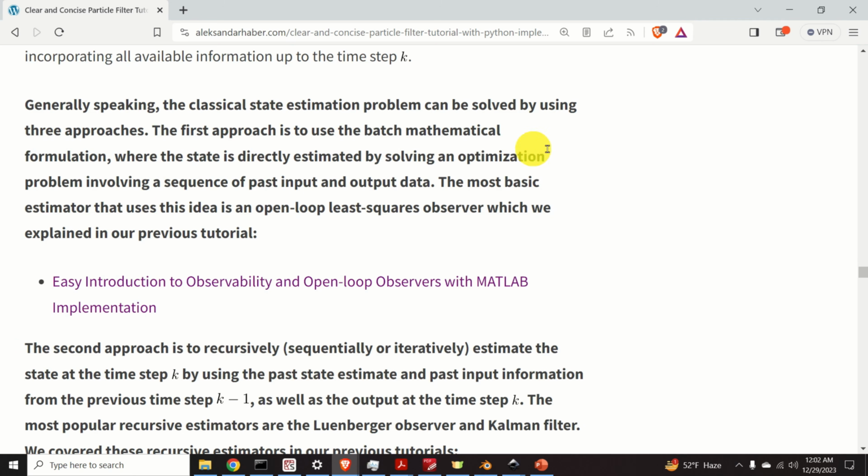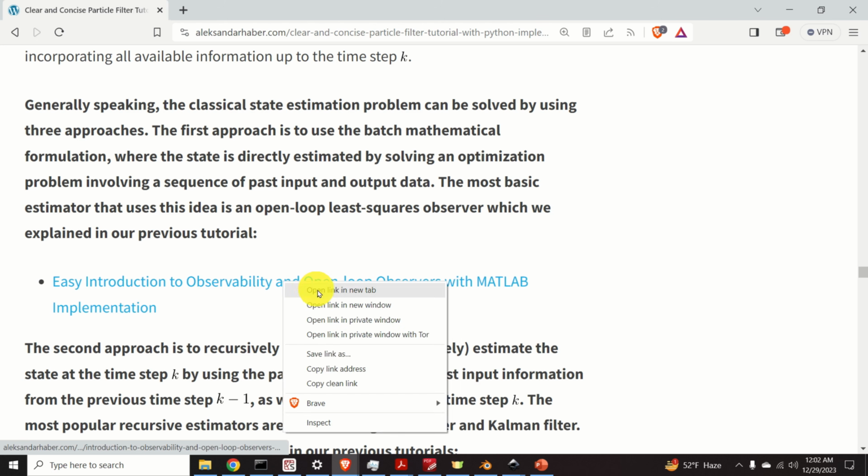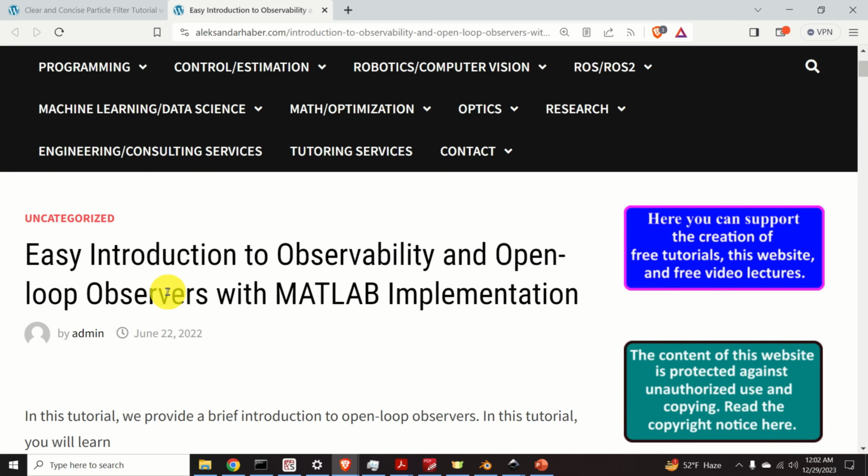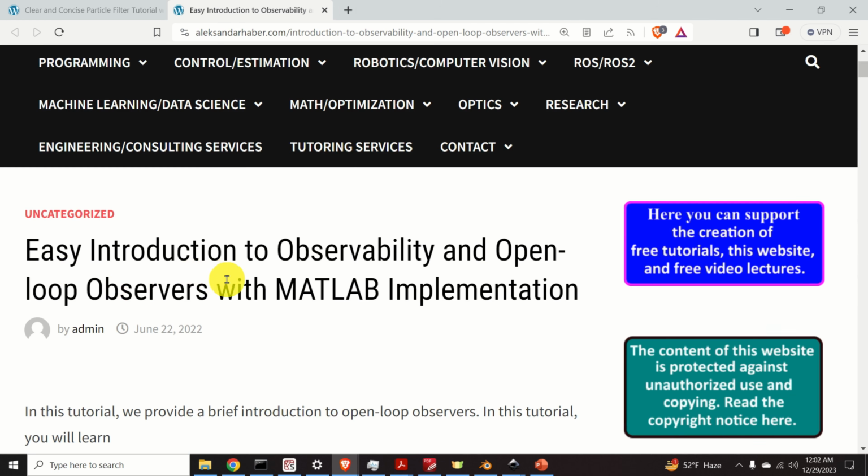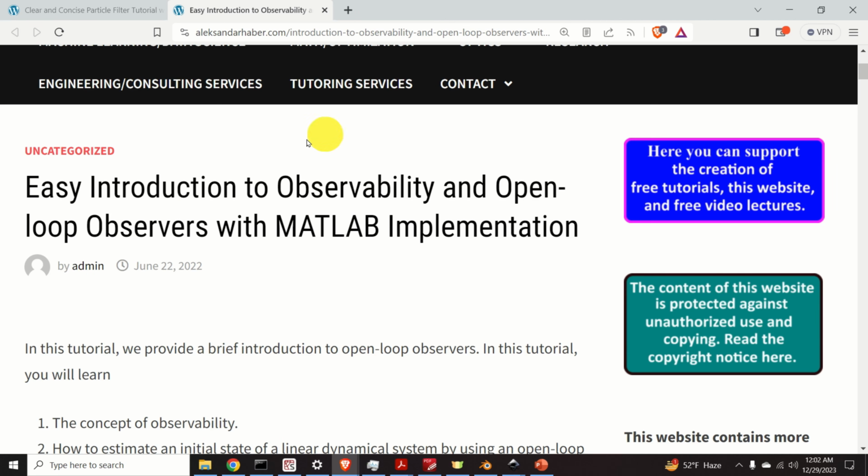Generally speaking, the classical state estimation problem can be solved by using three approaches. The first approach is to use the batch mathematical formulation, where the state is directly estimated by solving an optimization problem involving a sequence of past inputs and output data. The most basic estimator that uses this idea is an open-loop least squares observer, which we explained in our previous tutorial. And here is our tutorial. This tutorial explains the open-loop observers and gives MATLAB implementation of open-loop observers. I will provide this link in the description below this video tutorial.